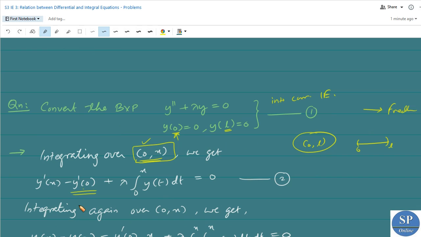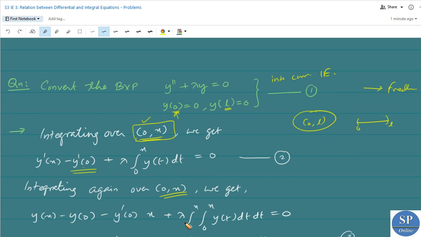Now integrating this equation again over the interval 0 to x, integrating y dash of x we will get y of x minus y of 0, minus the integral of y dash of 0. Y dash of 0 is a constant, so the integral of y dash of 0 is y dash of 0 into t from 0 to x, that is x itself.